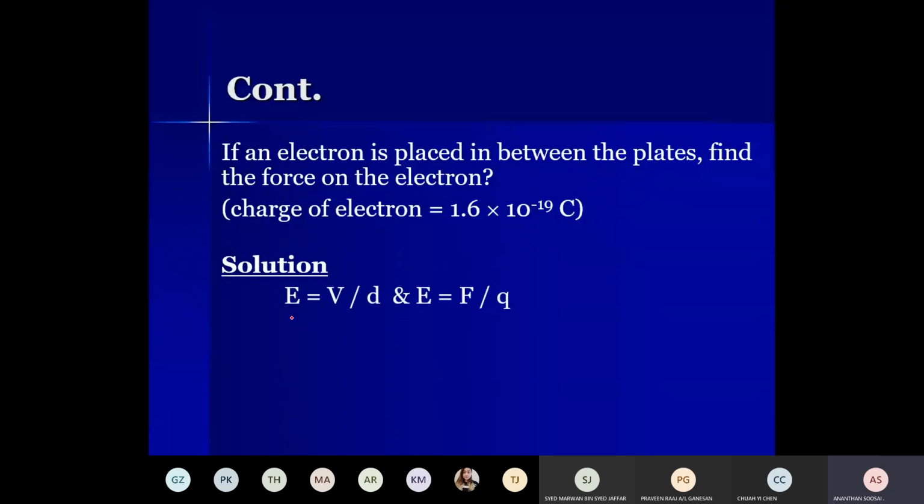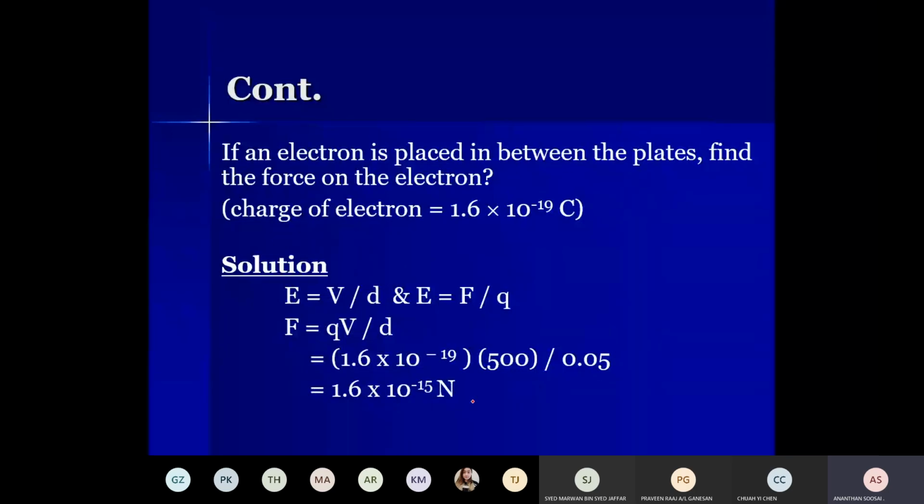Of course, first you find the electric field, which is V over D, and later you use E equals F over Q to find the force. So F is QV over D. The charge times voltage divided by the plate separation will give you the force. It's 1.6 times 10 power negative 19, 15. The force is very small.